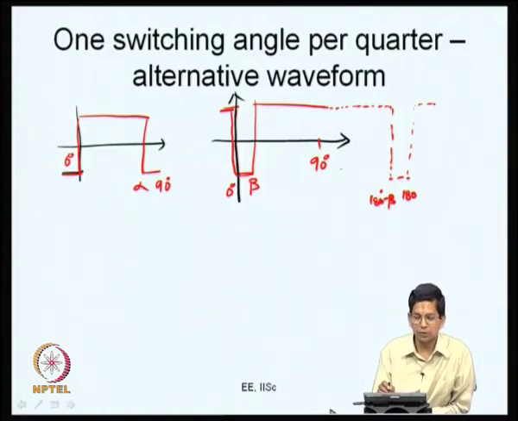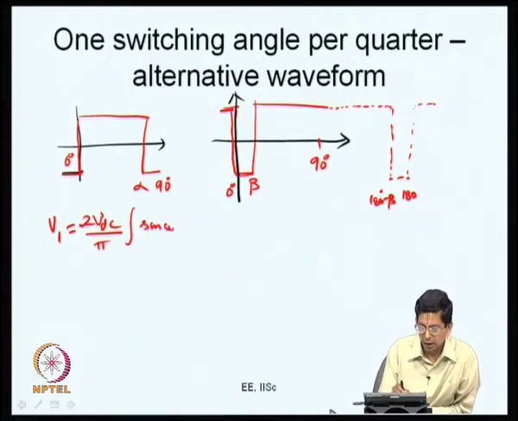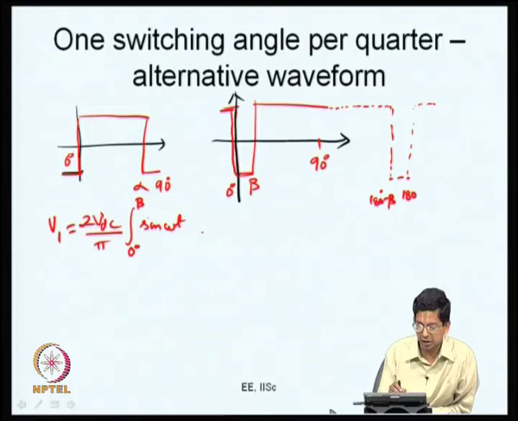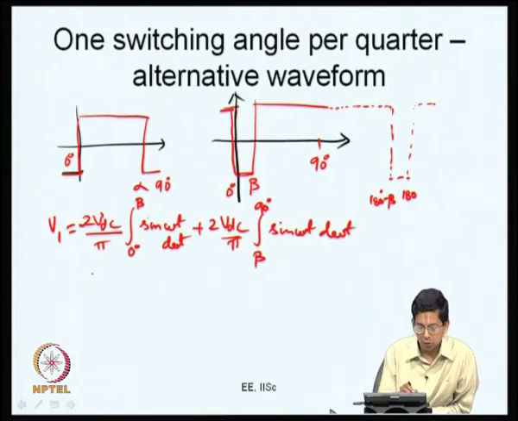So, for this waveform, if you have to write what is the fundamental component, you can see that V1 is 2 VDC upon pi. Now, what you need to do is, you have to integrate, the first term is negative of sin omega t, and this runs from 0 to beta, and the next term is, you will have plus 2 VDC upon pi, you will have to integrate sin omega t, I mean there is a d omega t here, please note that even if I have missed out, you can take it there, beta to 90 degrees now.